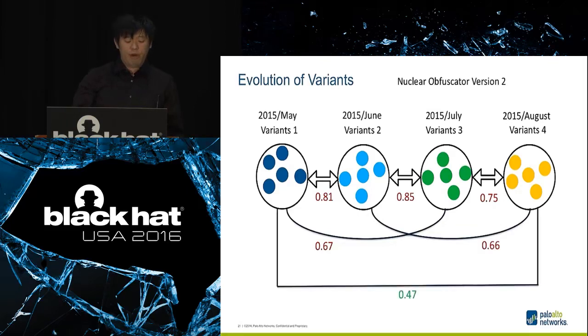Finally, we check variant 1 and variant 4. We can see the similarity dropped to 0.47. With previous research, it's hard to link variant 1 and variant 4 because their similarity dropped to lower than 0.5. But with our method, we can apply a threshold to link variant 1 and variant 4 together and make the link. And this is the advantage of our work.